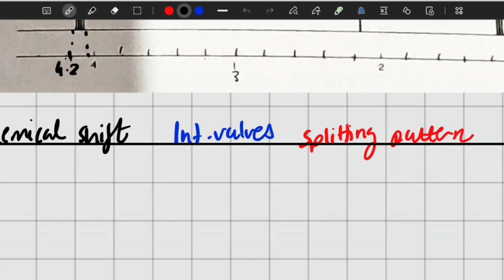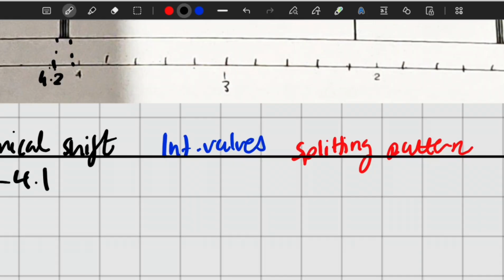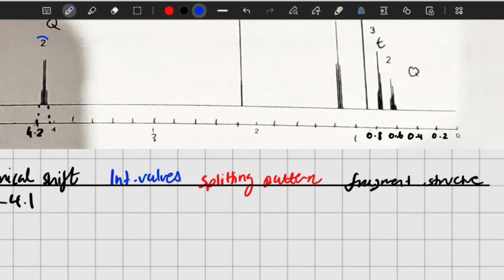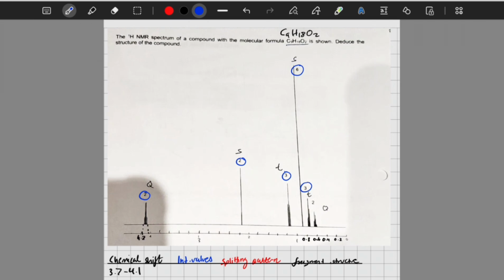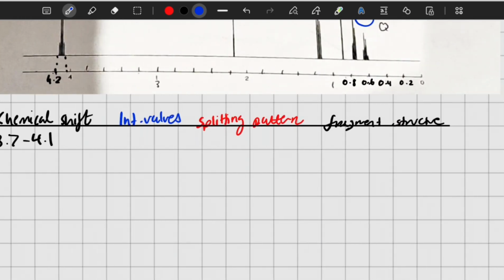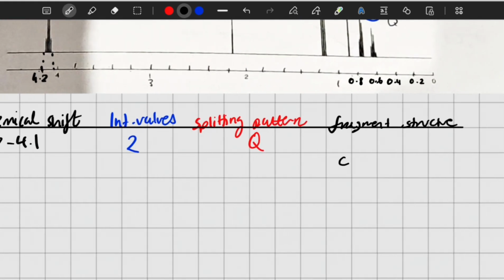So I'm going to put for the chemical shift value the same as the periodic table one, 3.7 to 4.1. And integration value. It says integration values here, so it says in the question already, which is nice of them. And it's already the simplest whole number ratio. So the integration value is 2, and the splitting pattern is a quartet. If it's a quartet, n-1 rule, since there's 4 peaks, that means there's 3 hydrogens on the adjacent carbon.